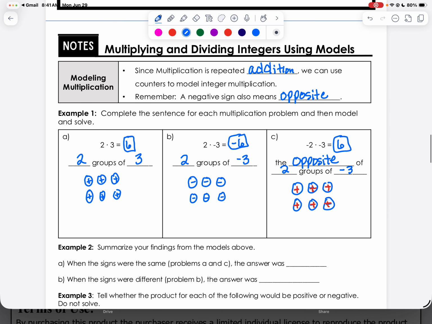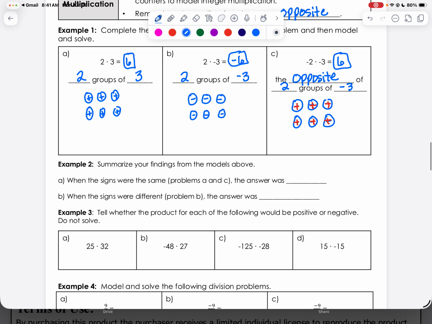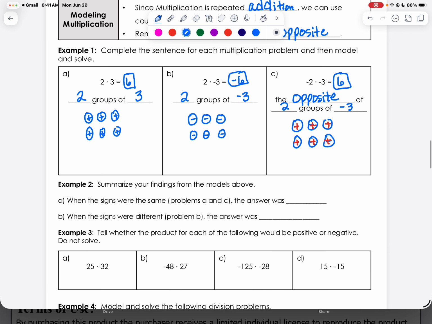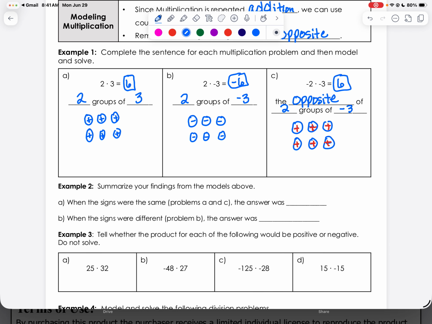Now let's summarize these findings. So in example 2, A, it says when the signs were the same, in other words, problem A and problem C. In problem A, we had a positive times a positive, and we got a positive. In problem C, we had a negative times a negative, and our answer was also positive. So whenever the signs are the same, when you're multiplying, you're going to get a positive. Now, when the signs are different, like in problem B, your answer will always be negative.